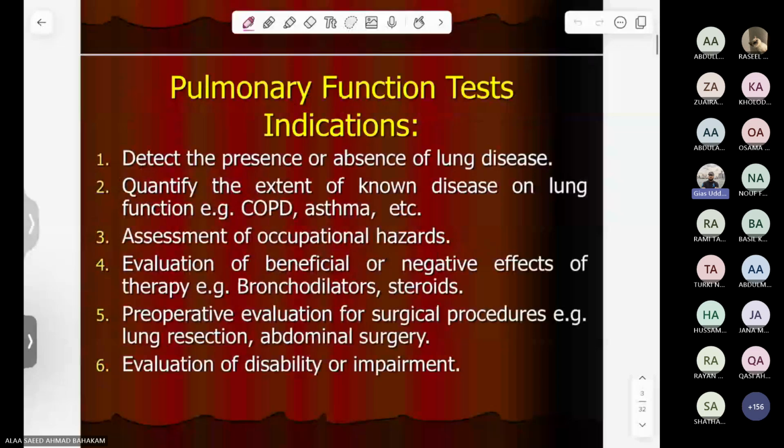Number 6 is the evaluation of disability or impairment. So if a patient comes to you and says, doctor, I have lung fibrosis and I need a disability letter from you so I can get the disability benefits, to evaluate that you will need to do this pulmonary function test.